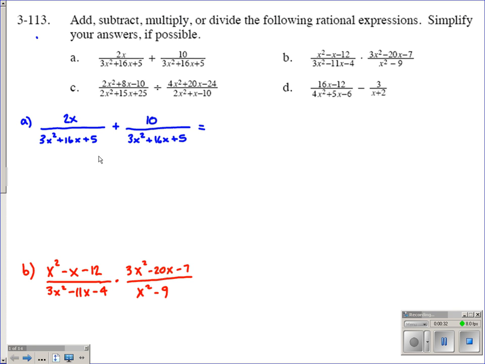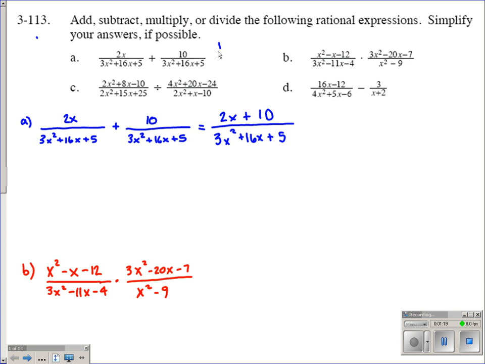First thing we always want to do with addition and subtraction is make sure that we end up with a common denominator so we can actually add it. In this case, even though this hasn't been factored already, we have common denominators. So we can take these and add them and make them into one fraction. So I'm going to take my 2x and add my 10, over my denominator, 3x squared plus 16x plus 5.